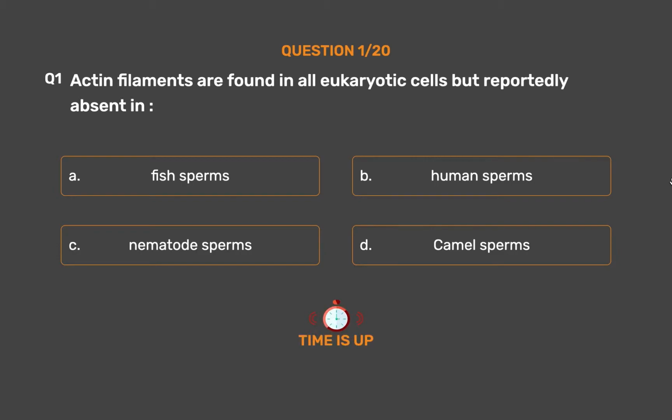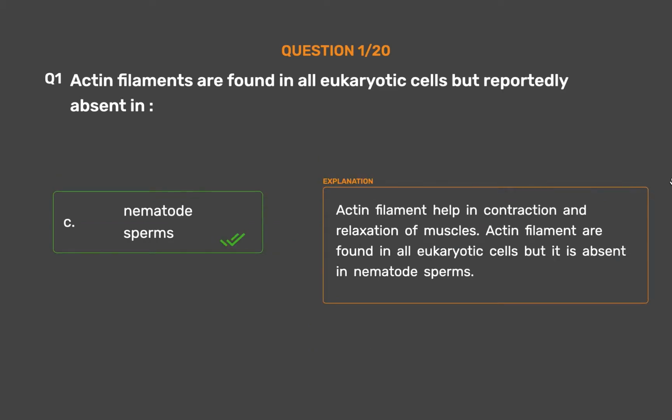The correct answer is Option C. Nematode sperms. Actin filaments help in contraction and relaxation of muscles. Actin filaments are found in all eukaryotic cells but it is absent in nematode sperms.